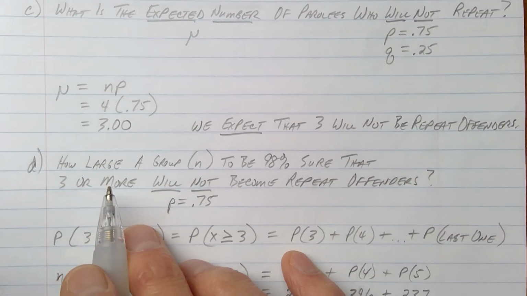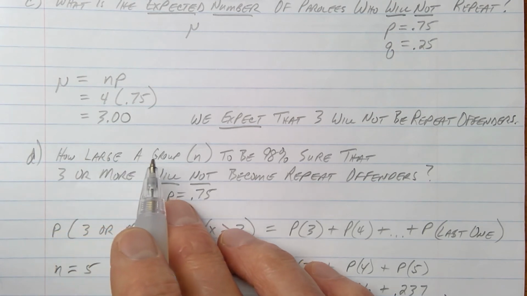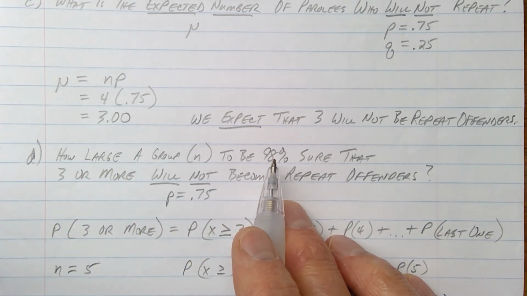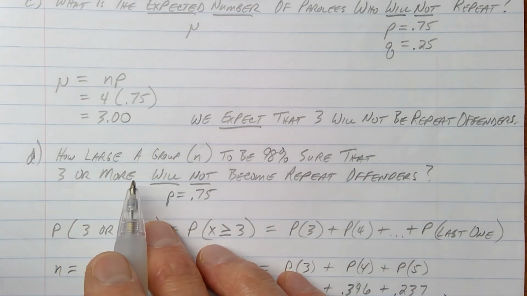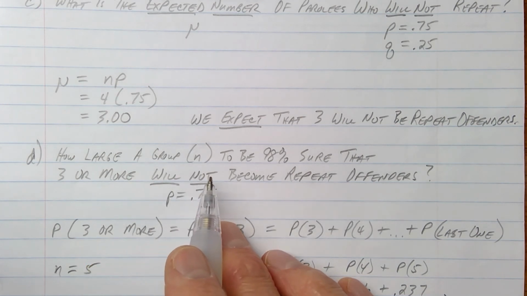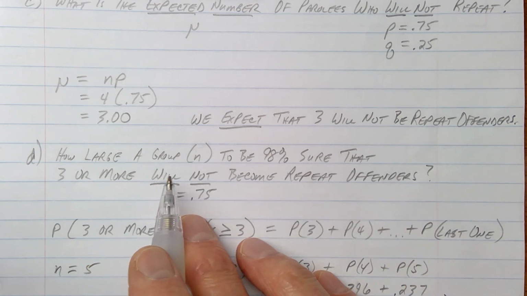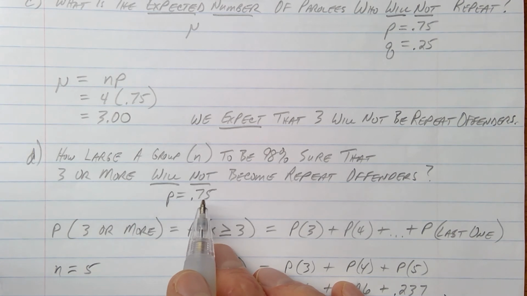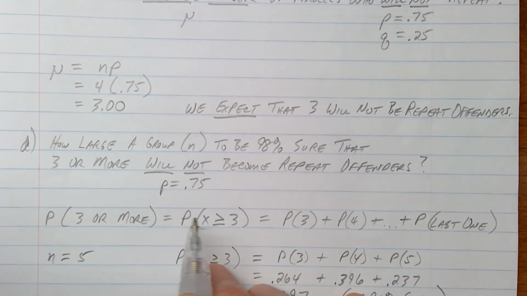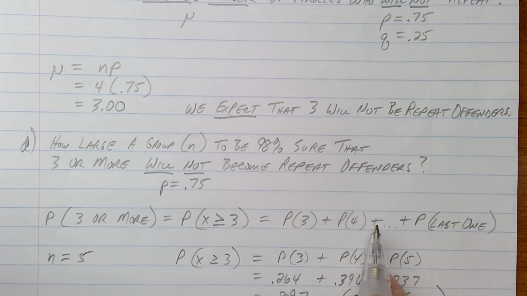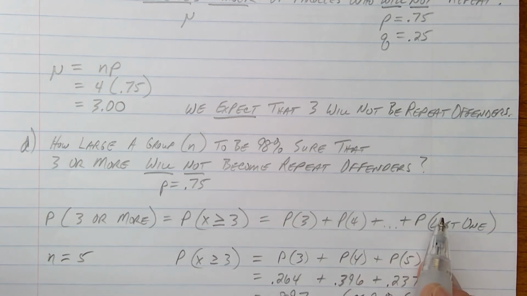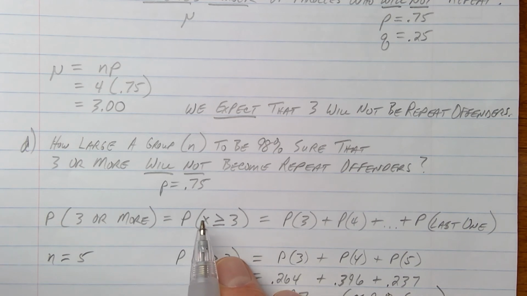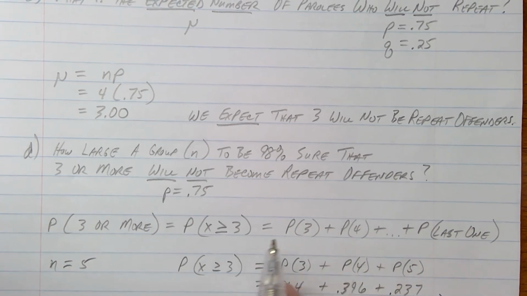All right, here's another how-large-a-group question. How large a group do we need to be 98% sure that 3 or more will not become repeat offenders? Will not tells us what column we're working with. We're in the 75% column. 3 or more means 3, 4, 5, 6, 7, 8, anything bigger than 3. X can be 3, but X can also be bigger than 3. So 3, 4, whatever else.